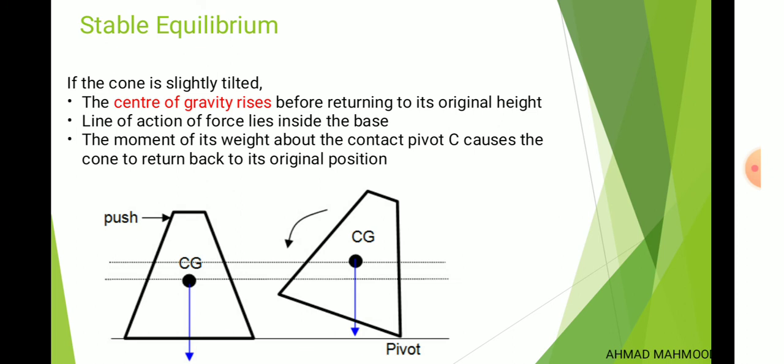Okay, here we have a cone. You can see if the cone is slightly tilted, the center of gravity rises, and the pivot is on the extreme right of the cone. You can observe from the second figure that the moment which the weight of the cone, in blue color, applies about the pivot is in the counterclockwise direction. So due to that moment, this cone will return back to its original position, right?